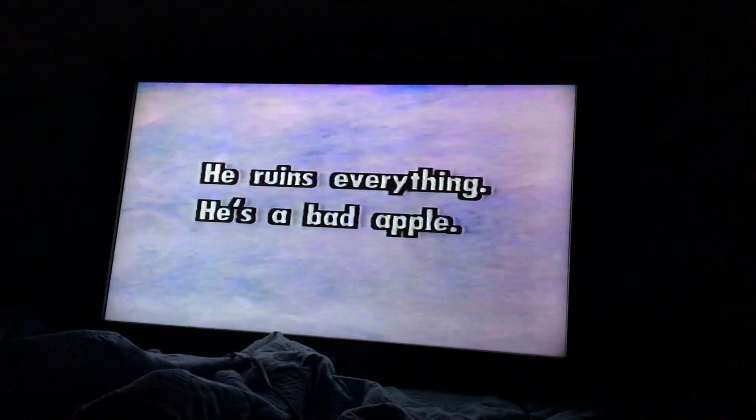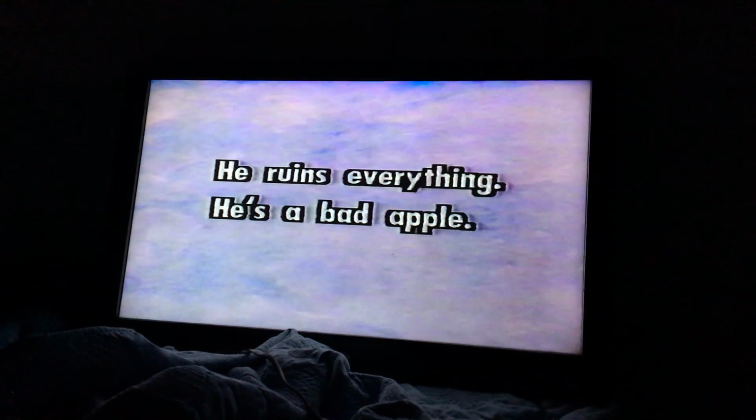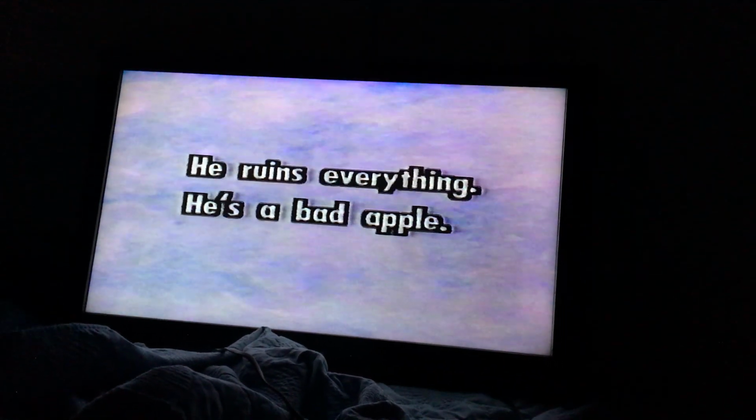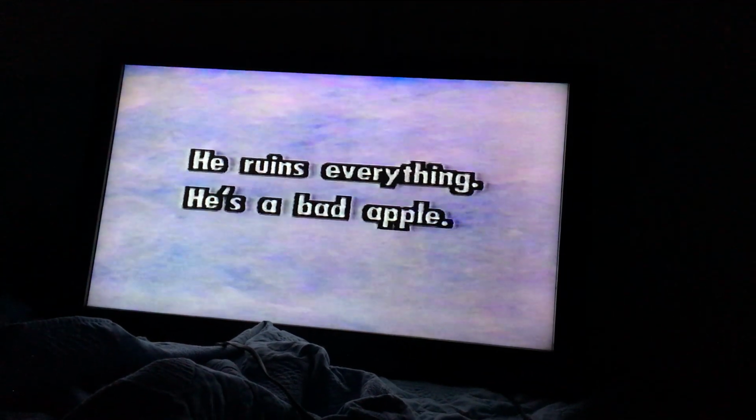In this sentence, bad apple is the unknown. He ruins everything. He's a bad apple. He's a bad apple, and the additional information says he ruins everything. So, a bad apple is a person who ruins things for people or is a bad influence.